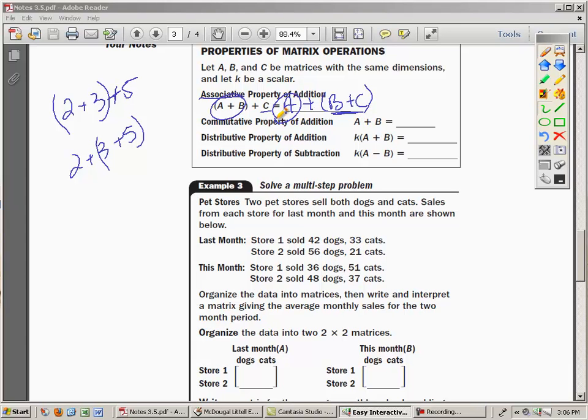However you choose to do it is fine. The commutative property of addition says that A plus B is the same thing as B plus A. Again, just like 2 plus 3 is the same thing as 3 plus 2. That's the commutative property of addition, and so commutativity also applies to matrices.